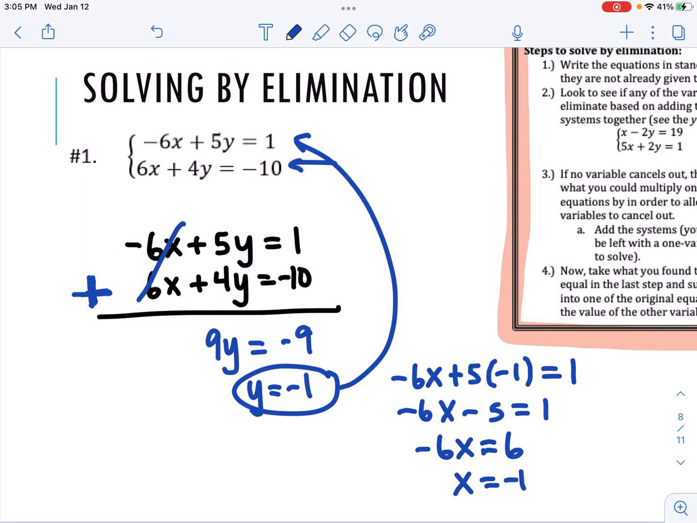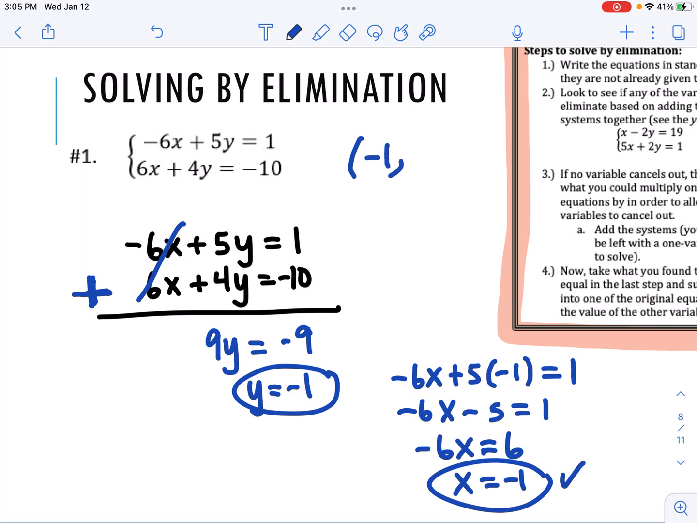X equals negative 1. So my final solution here to this problem is my x is negative 1, my y is negative 1. So my final solution is negative 1, negative 1. That's the only value that'll satisfy both equations, and it is the point of intersection.